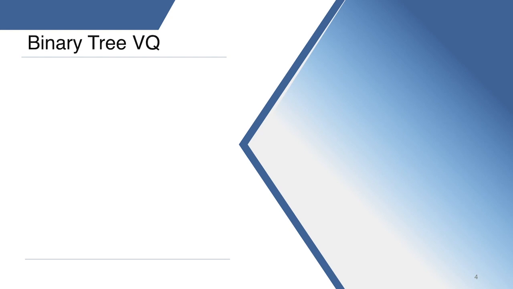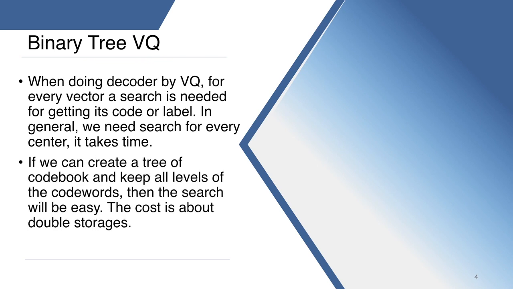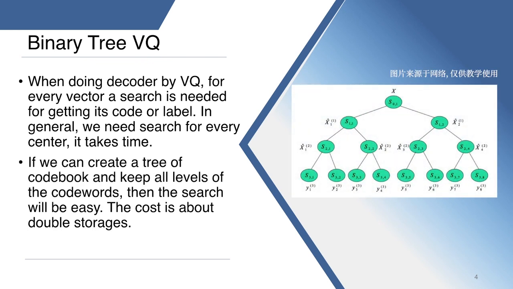When encoding by VQ, for every vector, a search is needed for getting its code or label. In general, we need a search for every center. Such kind of full search VQ takes much time. If we can create a tree of codebook and keep all levels of the code words, then the search will be easy. The cost is about double storage.